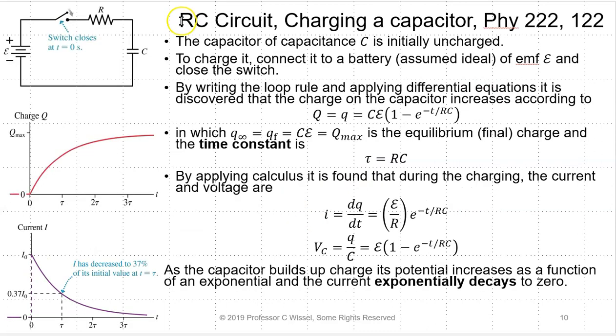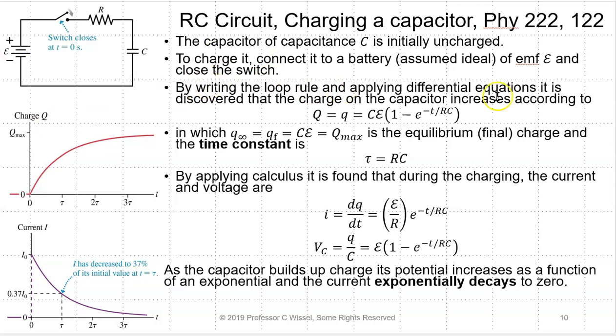We did the discharge. Now we're going to charge the capacitor. Let's start with the capacitor initially uncharged. And this is for Physics 122 students, Physics 220 students, both algebra and calculus-based physics. The capacitor of capacitance C is initially uncharged. To charge it, we connect it to a battery. We're going to assume it's ideal, of EMF E, and close the switch.